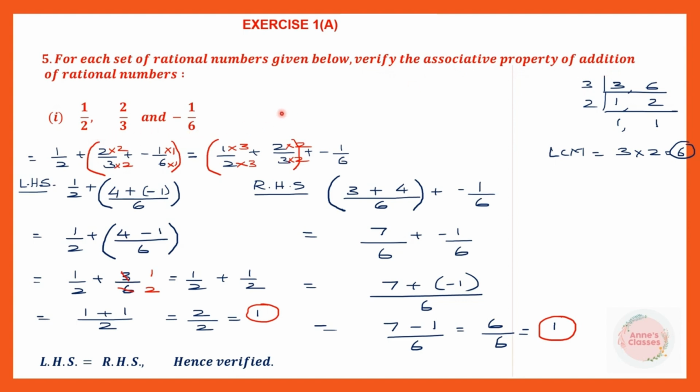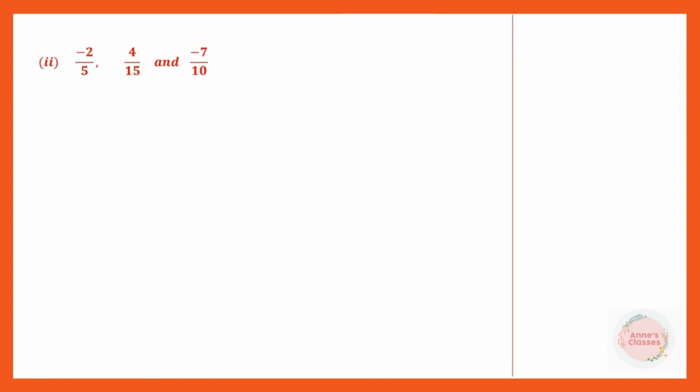So this is how you have to do. You have to first put it in the form of the associative property of addition and then prove that both sides are equal. Question 2. So here also we have this. So let's put this in the form of the associative property.